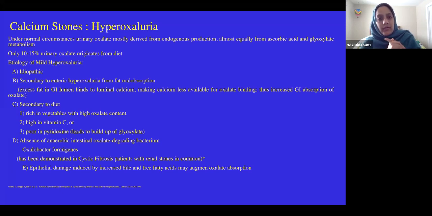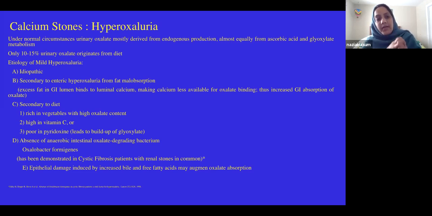So if you have a fat malabsorption condition where you have excessive fat in the GI tract, it binds to the calcium. So then there is less calcium available to bind to the oxalate, and the free oxalate gets absorbed. Secondary could be from increased diet. There are a lot of vegetables that are high in oxalate, for example, spinach. Spinach is good, but it's also high in oxalate. So if you are someone who's eating certain vegetables more often, then you may have increased oxalate absorption from your GI tract.